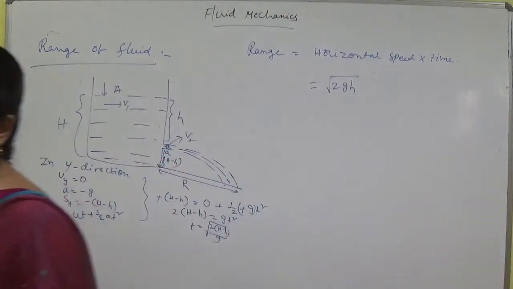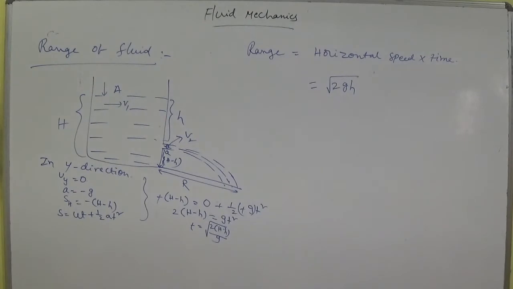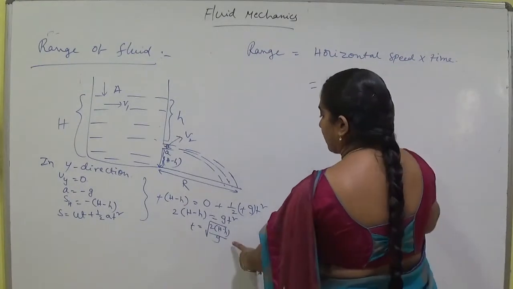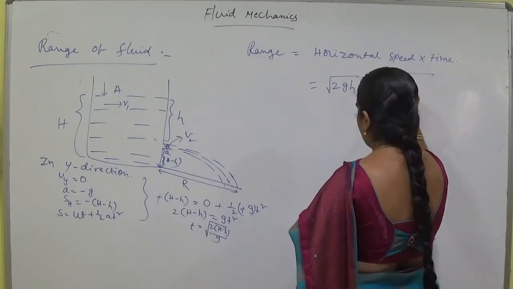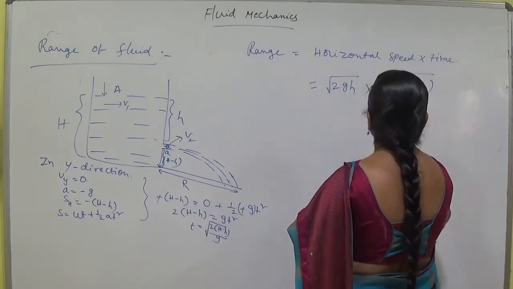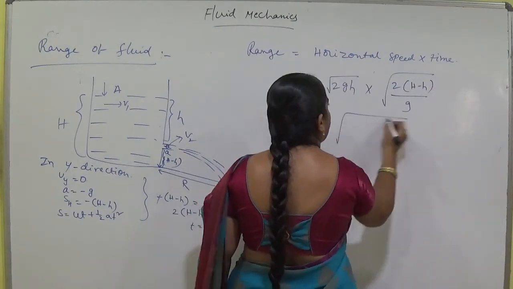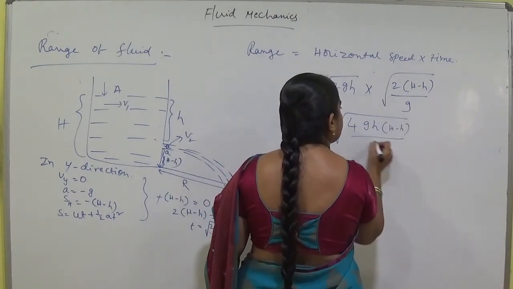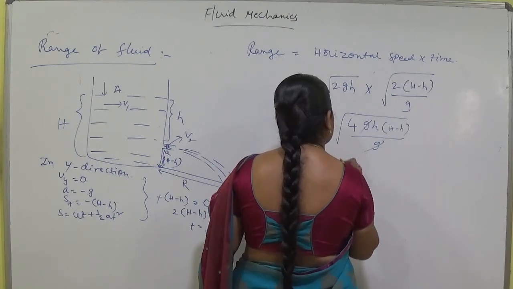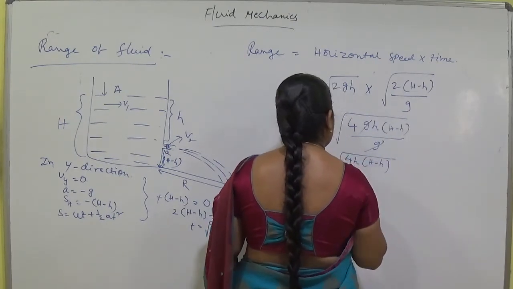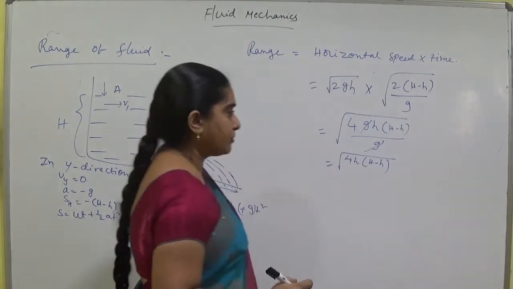So root of 2gh into time, what is the value? Root of 2 into H minus h by g. Root of 4 into gh into H minus h by g. g cancels. Root of 4h into H minus h. That is the formula of range.